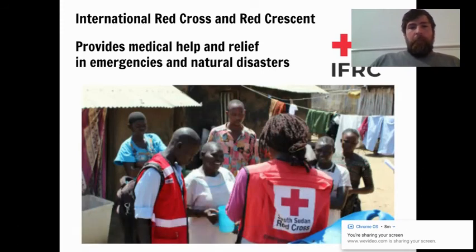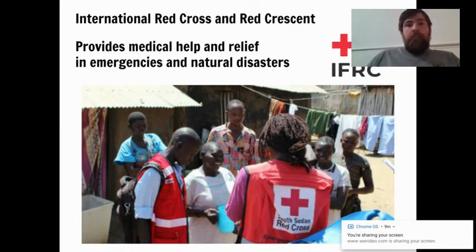Finally, the last example I want to talk about of international cooperation is the International Red Cross and Red Crescent. Now, you might have heard of the Red Cross before. There's the American Red Cross, for example, and these are organizations that provide medical help for people in emergencies and natural disasters. These are people who provide people with food, medicine, and healthcare that they need when there's an emergency, when something terrible happens, like when there was an earthquake in Haiti, or when Hurricane Maria decimated Puerto Rico.